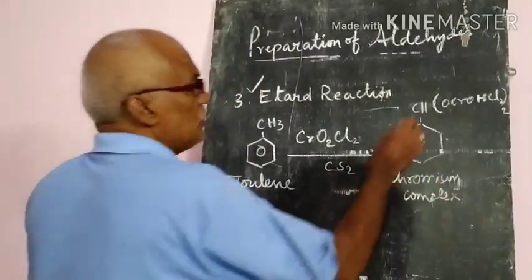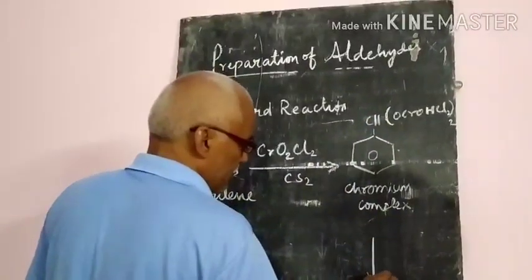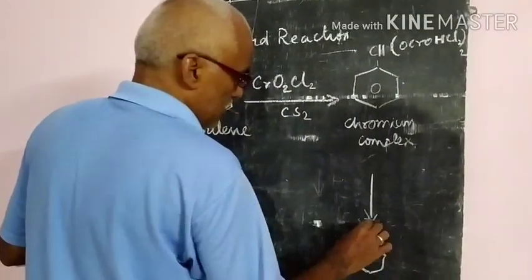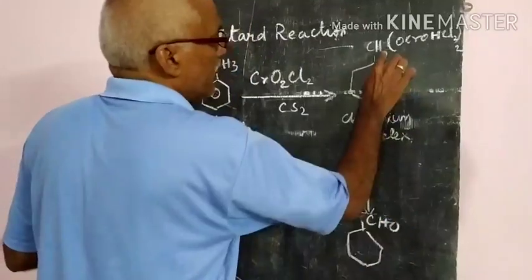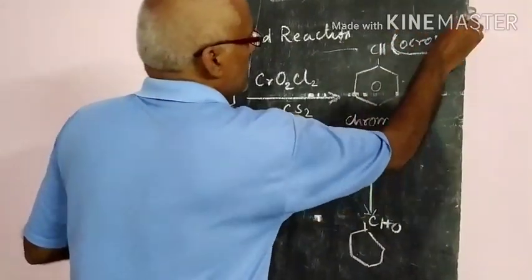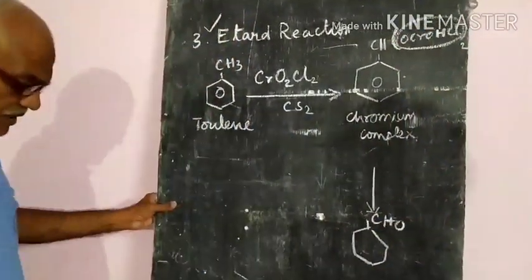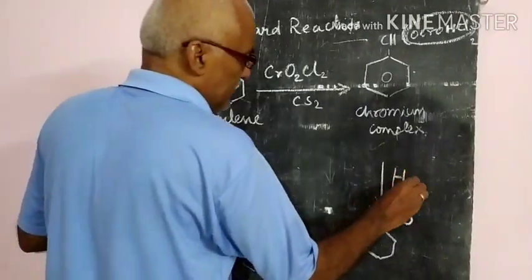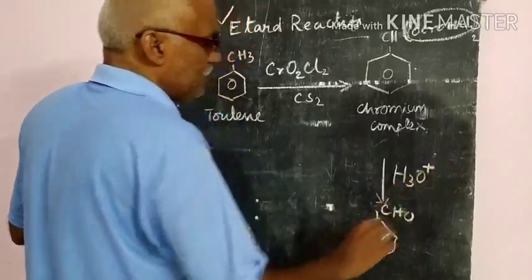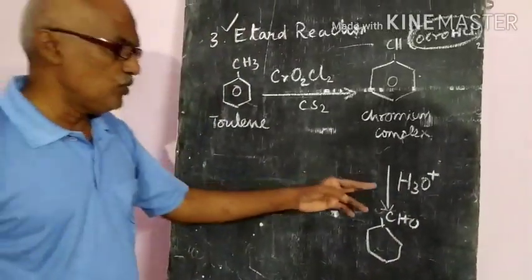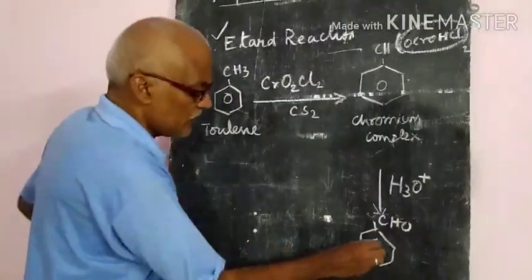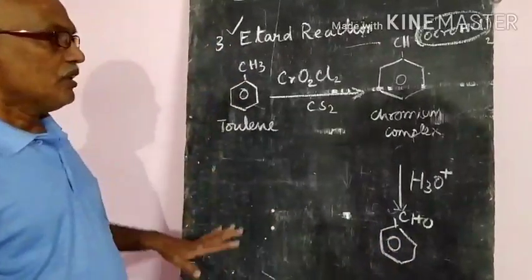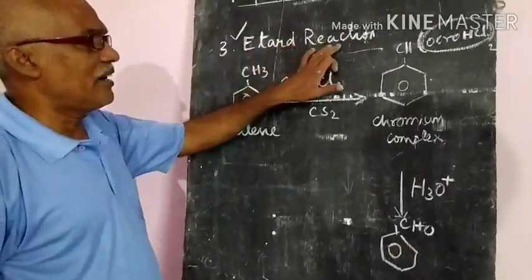Further, what do you have to do now to get benzaldehyde, CHO? Here only the O should remain; the entire chromium part should be removed. That means we use acidic H3O plus. In the presence of acid, if you do hydrolysis, it will be converted into benzaldehyde. So this is called the Etard reaction.